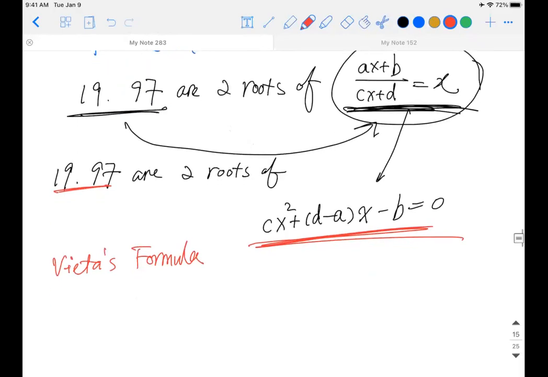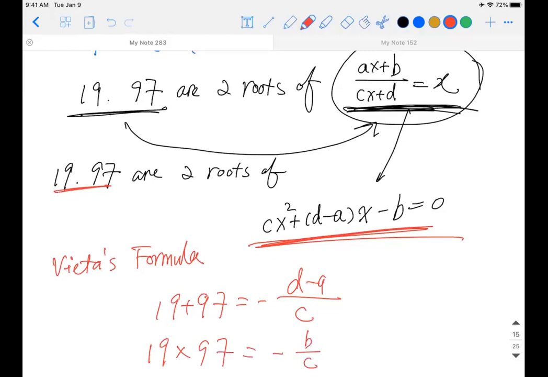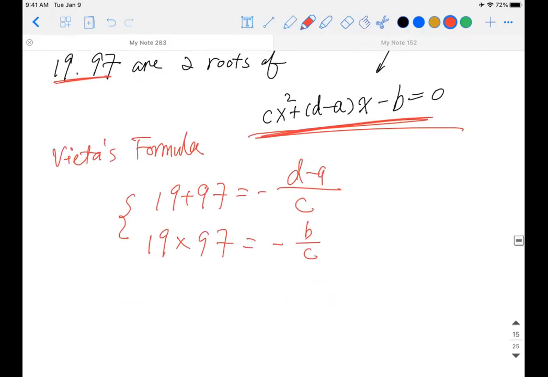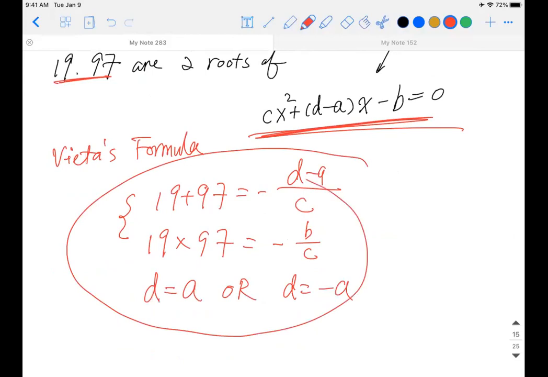You're going to have what? The two roots, adding them together, equals minus d minus a over c. The two roots, multiplying them together, equals minus b over c. Is that right? Don't forget, you just calculate d is equal to a or d equals to minus a, right? Trust me, using all of these, you will be able to find a relationship between a, b, c, d.